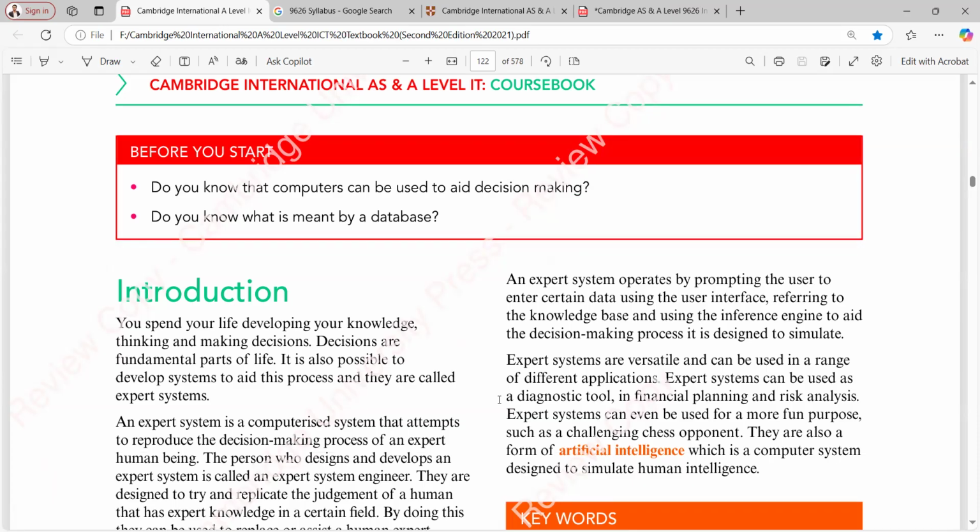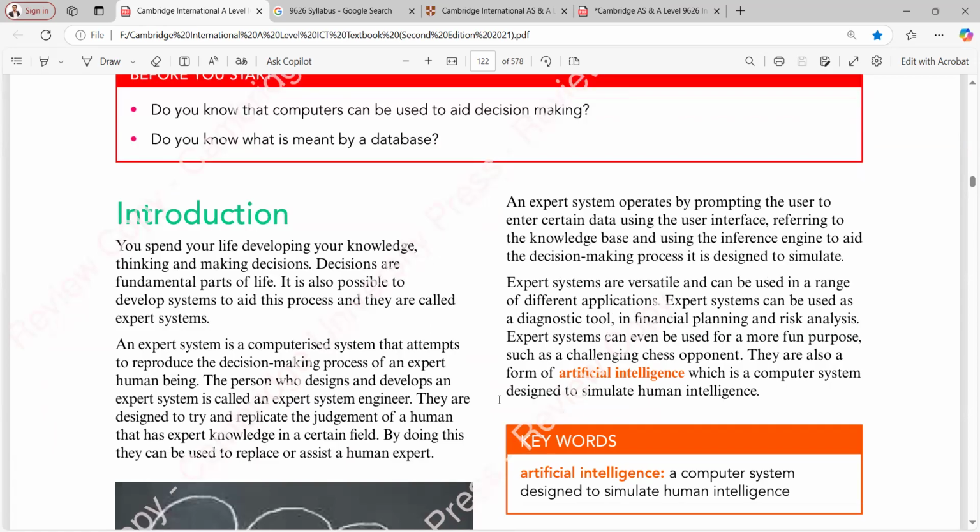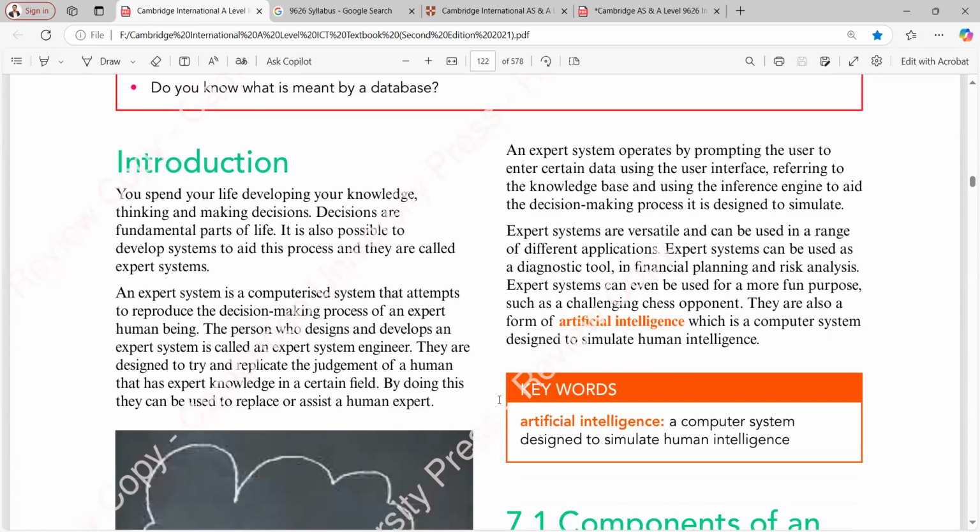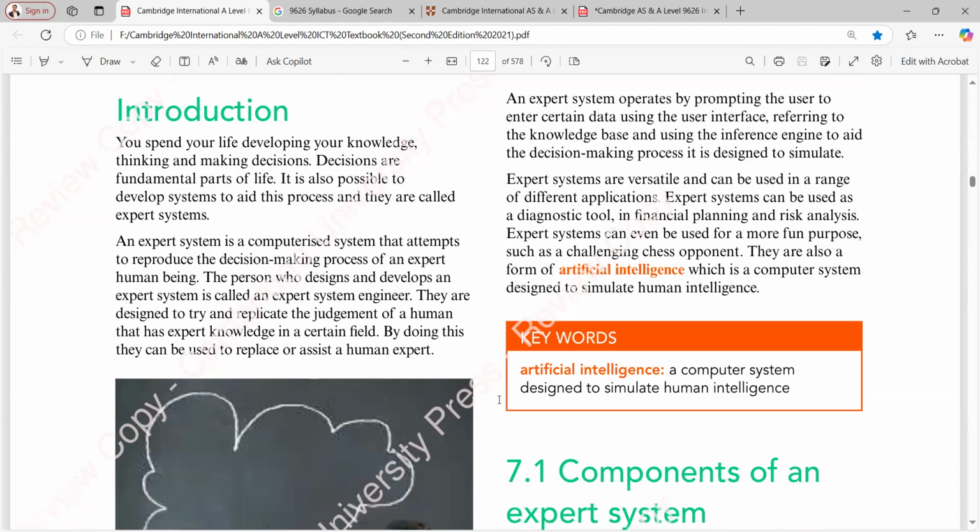So as you can see, I'm creating some records, and based on those records, I'm creating some decisions. Like if he likes the color red, that means he is more likely into cars. And if he likes the color blue, that means he's more likely into bikes, or like this. So you see that your decisions are based upon your knowledge. And as you spend your life developing your knowledge, thinking and making decisions, the decisions become a fundamental part of your life. They can be used for developing systems to aid the process.